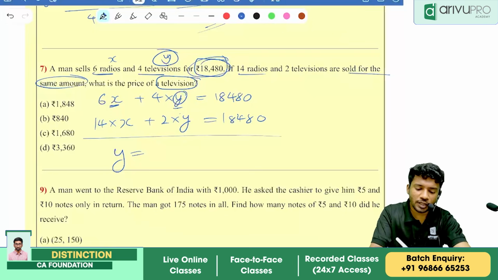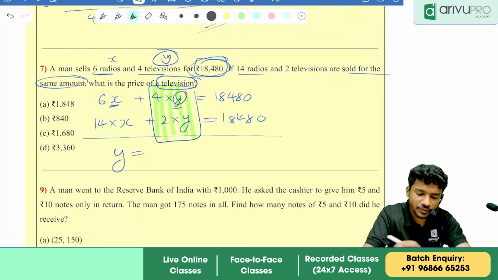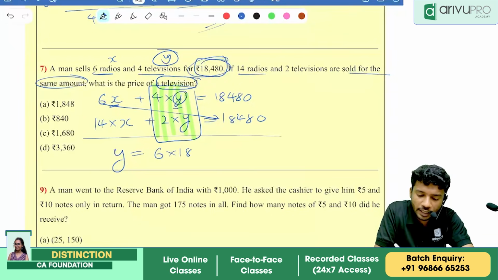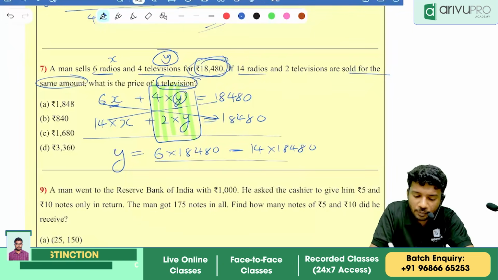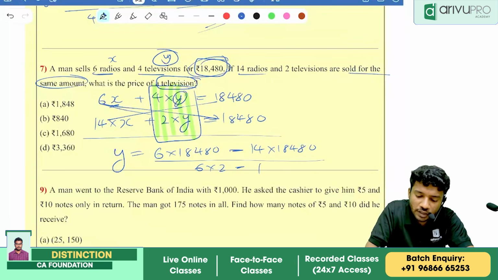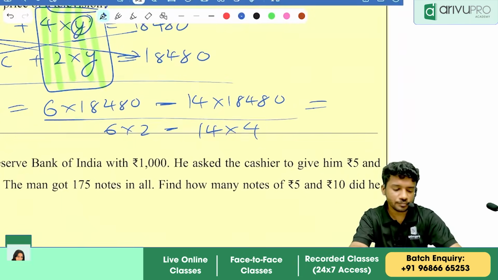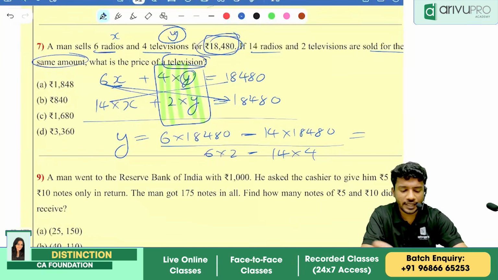In order to find the value of Y, we will ignore Y. Then we take from this to this: 6 into 18,480 minus 14 into 18,480, divided by 6 into 2 minus 14 into 4. Get me the answer using the calculator. How much is it? Get me the answer, people. Very easy answer.